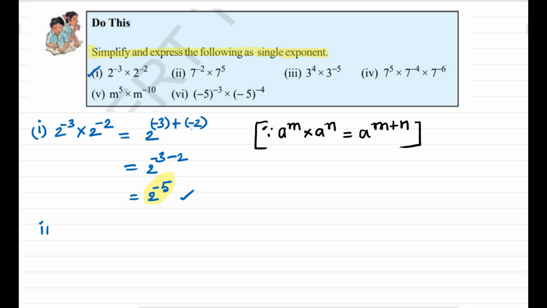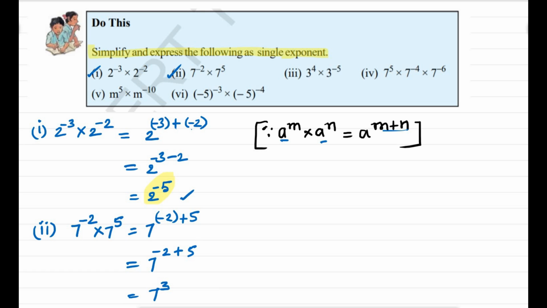So here I'll take the second one, 7 to the power of minus 2 times 7 to the power of 5. Clearly observe that here the bases are equal and powers can be added using the same rule. 7 to the power of minus 2 plus 5. So minus 2 plus 5 gives us 7 to the power of 3.